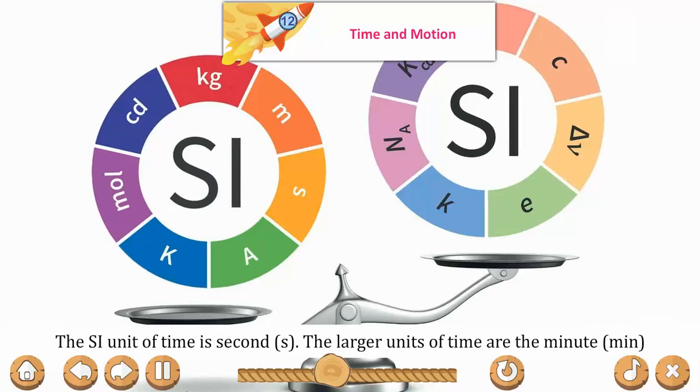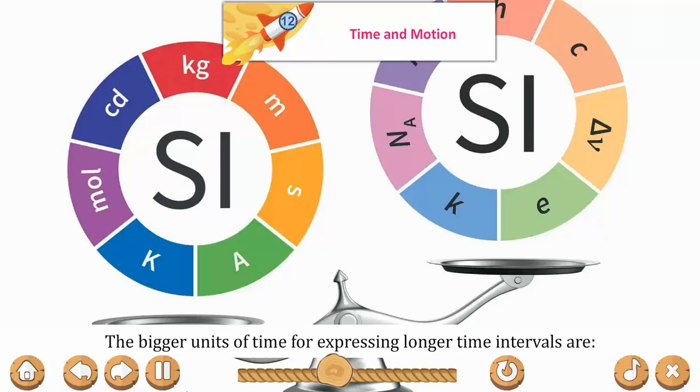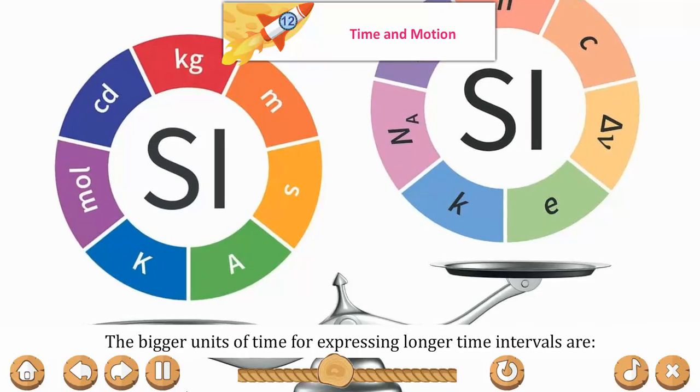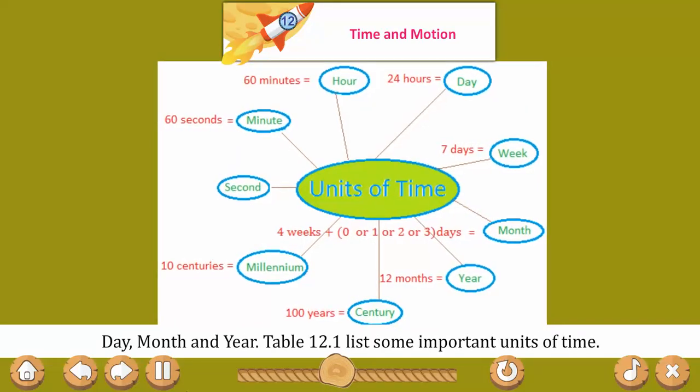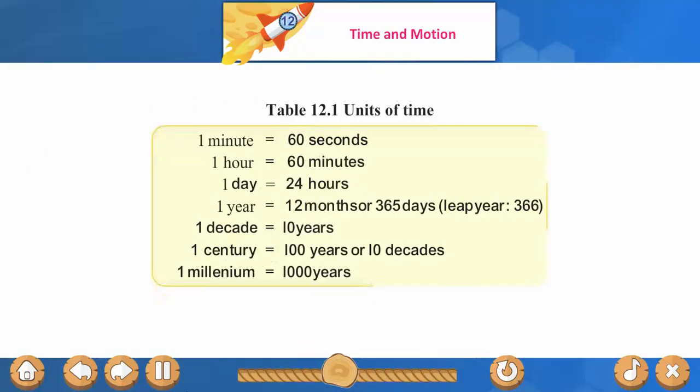Units of time. The SI unit of time is second. The larger units of time are the minute and the hour. The bigger units of time for expressing longer time intervals are day, month and year. Table 12.1 lists some important units of time. 1 minute is equal to 60 seconds. 1 hour is equal to 60 minutes. 1 day is equal to 24 hours. 1 year is equal to 12 months or 365 days. Leap year, 366. 1 decade is equal to 10 years. 1 century is equal to 100 years or 10 decades. 1 millennium is equal to 1000 years.